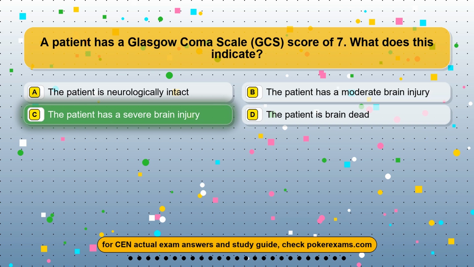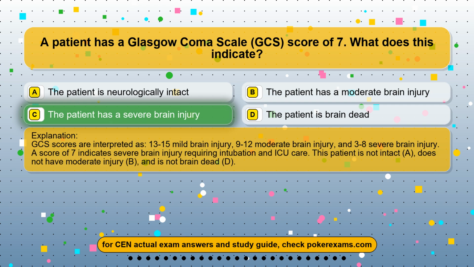The correct answer is option C. The patient has a severe brain injury. GCS scores are interpreted as 13-15 mild brain injury, 9-12 moderate brain injury, and 3-8 severe brain injury. A score of 7 indicates severe brain injury requiring intubation and ICU care. This patient is not intact, A, does not have moderate injury, B, and is not brain dead, D.